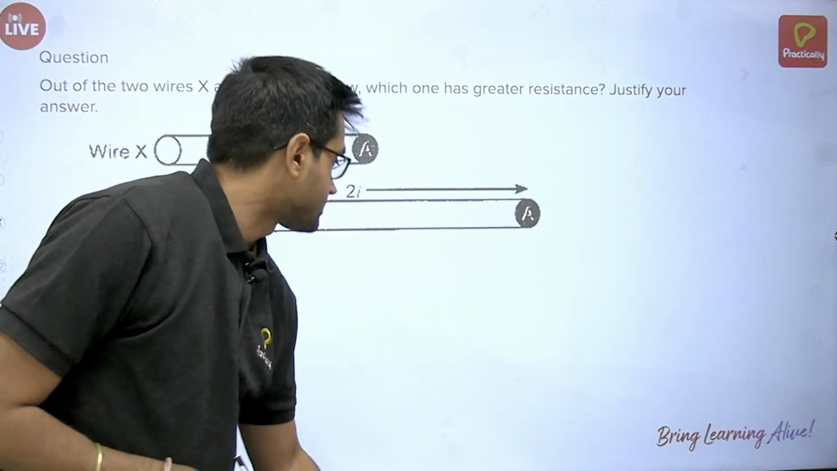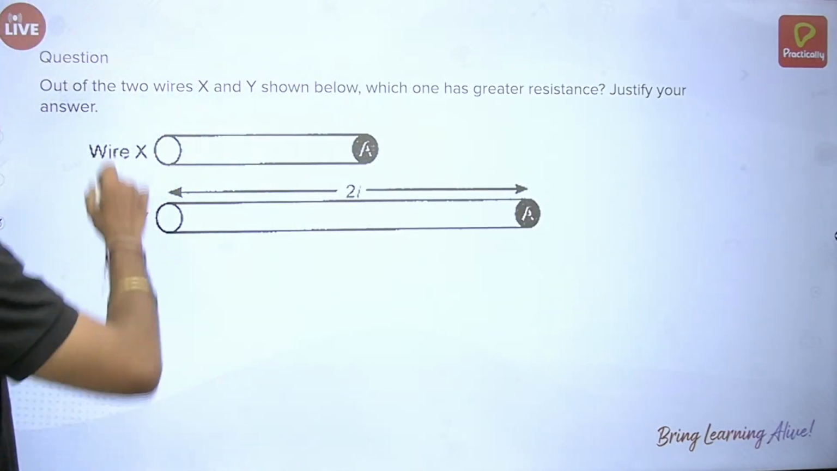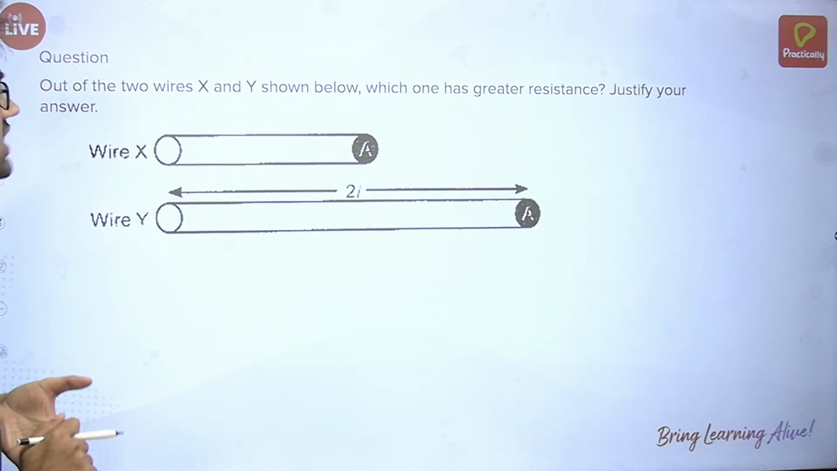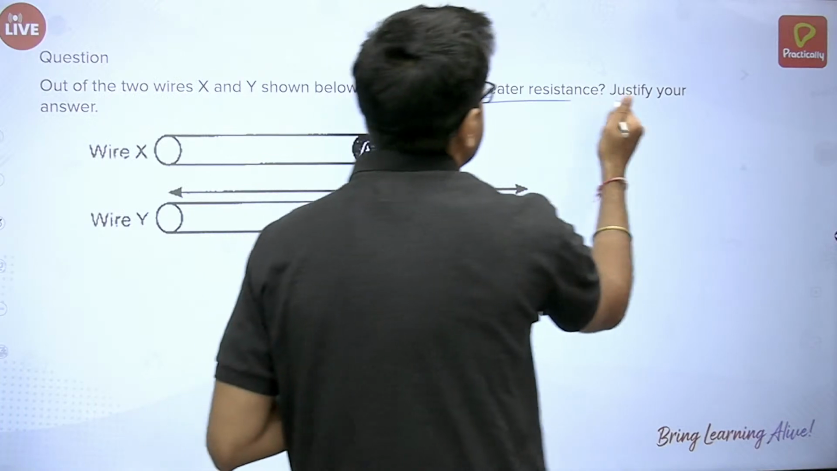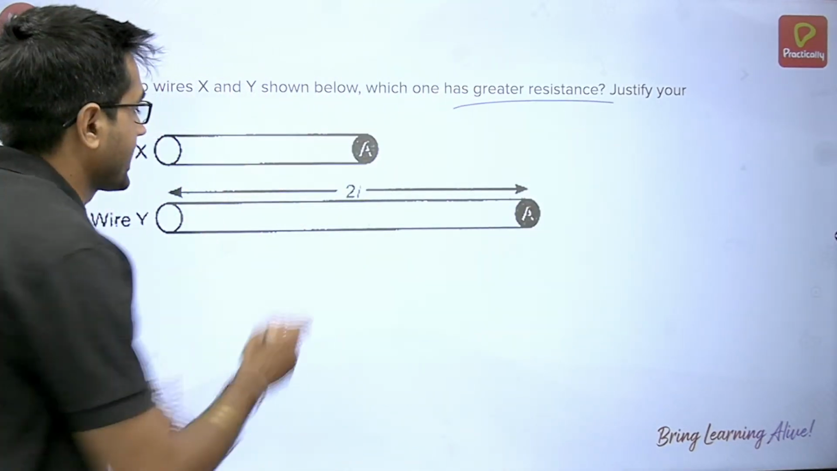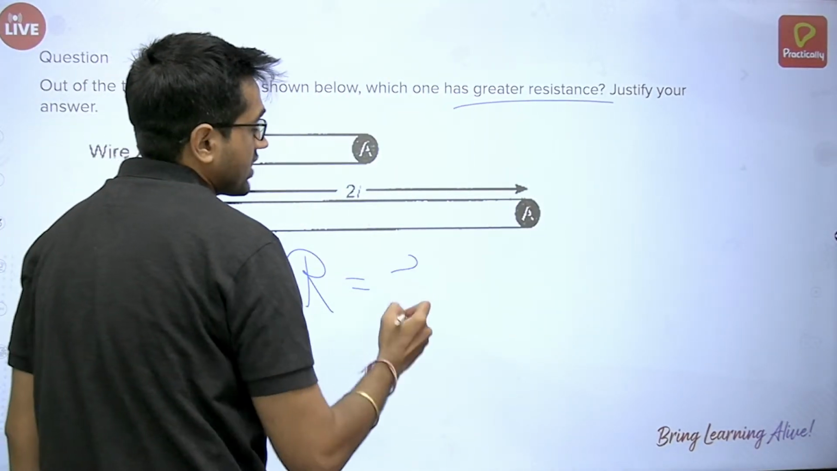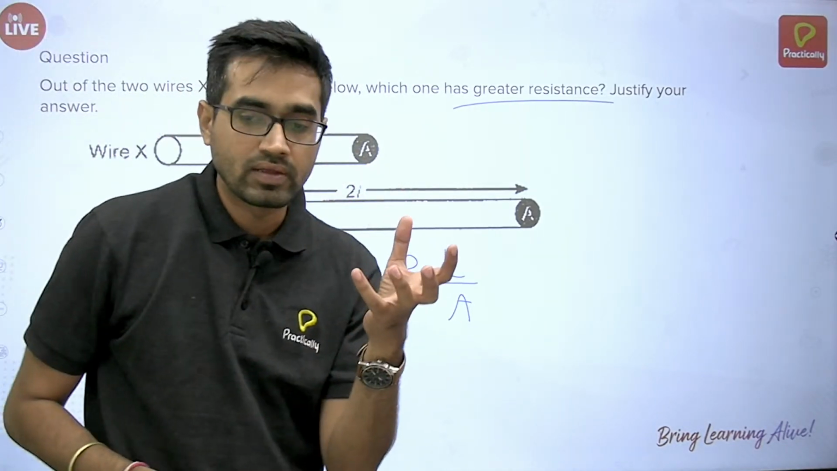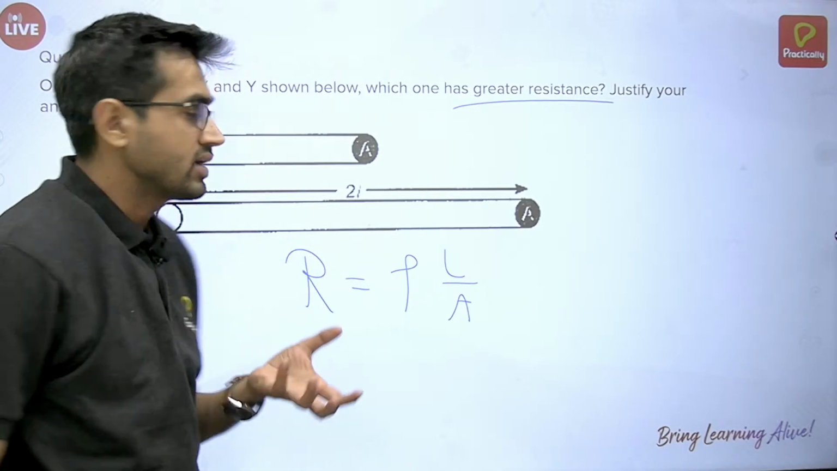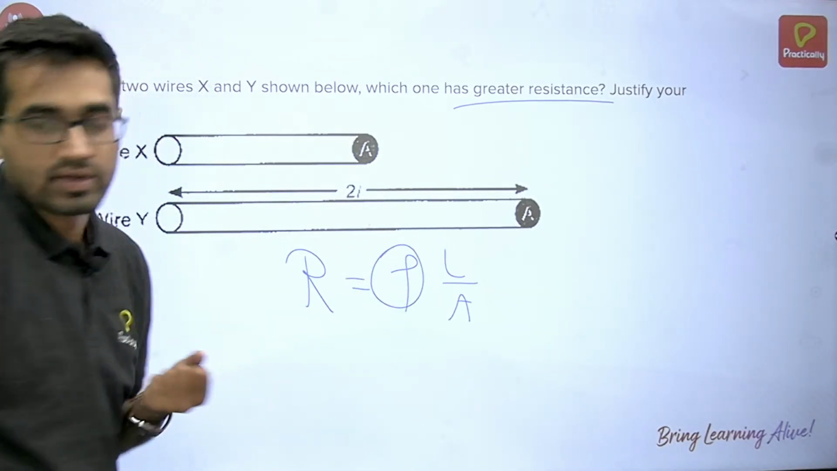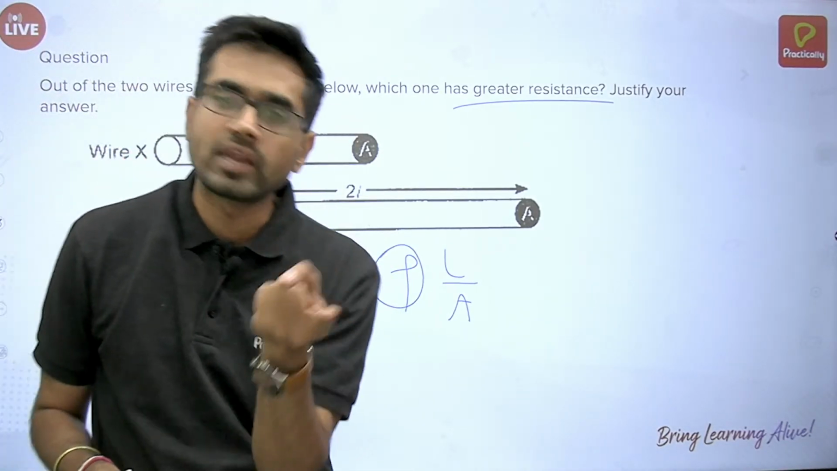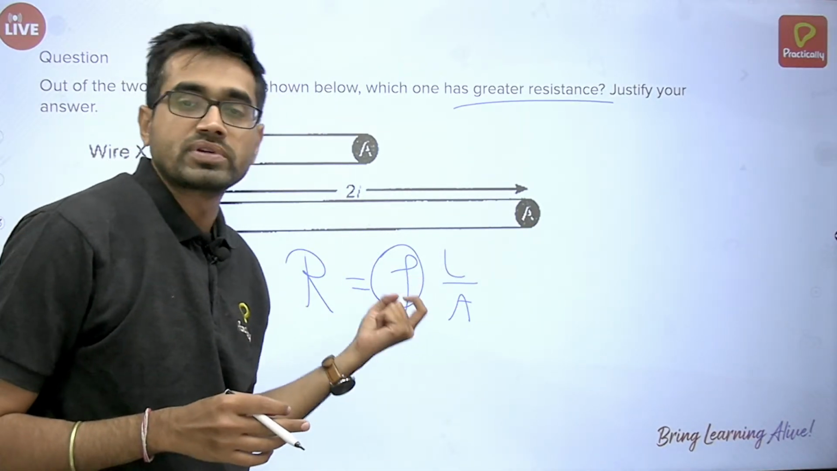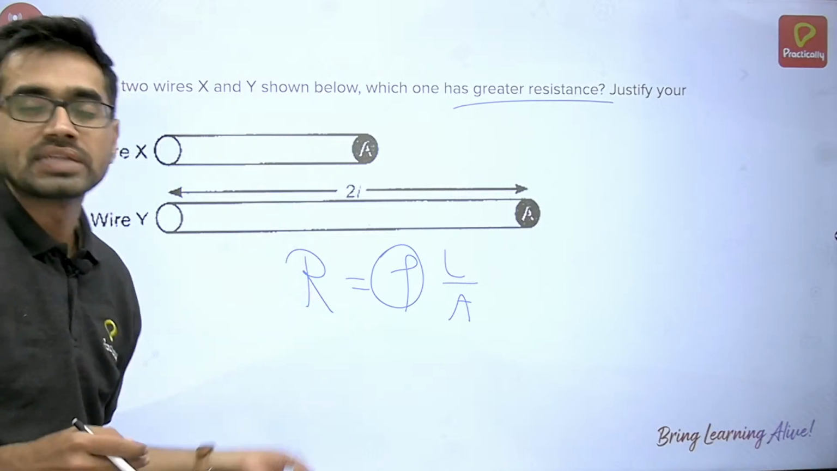Okay, fine. Now, let's go to the next one. Out of the two wires X and Y shown below, which one has greater resistance? Apply your simple brain. R is nothing but rho L by A. If the wire is not changing in the material, then rho will remain constant because it depends on the type of the material of the wire and not upon the length or the area. Now the material hasn't changed.